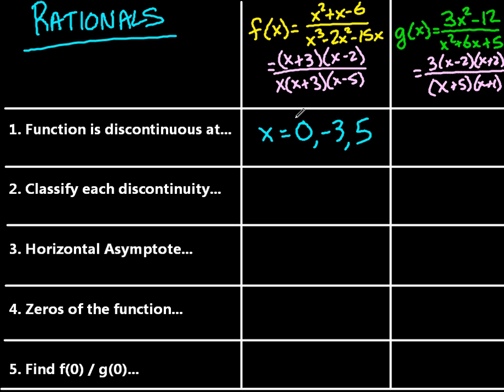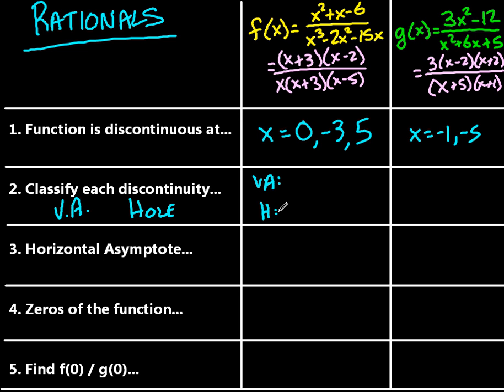Main thing here, don't forget that 0. That's going to be the main guy that ends up being forgotten. Okay? For this guy, x equals -1 and -5 are your two discontinuous points. That's when the bottom equals 0. Okay? Classify each discontinuity. What that means is, is each discontinuity a vertical asymptote, or is it a hole? Well, remember, vertical asymptotes happen when the bottom equals 0 and it does not cancel. Holes happen when they do cancel.